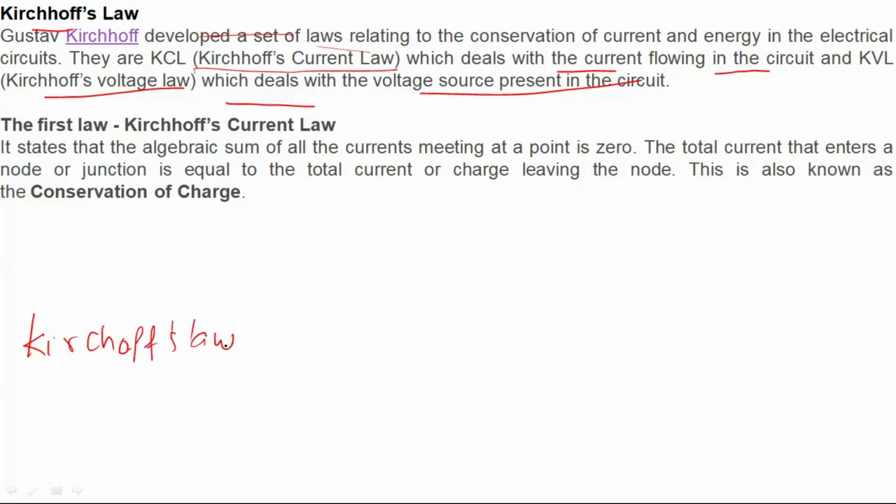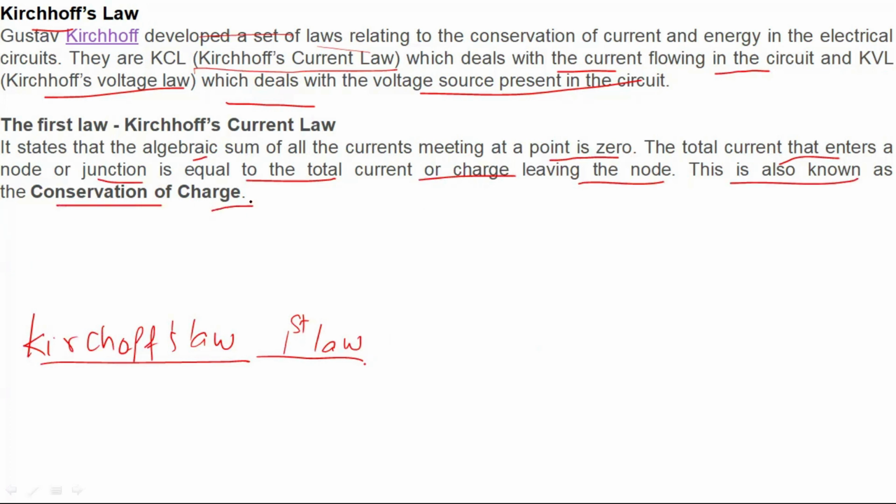First law, Kirchhoff's current law. It states that the algebraic sum of the currents meeting at a point is zero. The total current that enters a node or junction is equal to the total current leaving the node. That means the current entering the junction and the current leaving the junction sum to zero. This is also known as the conservation of charge.